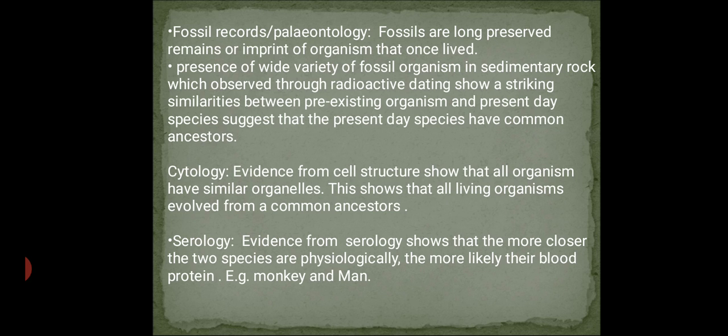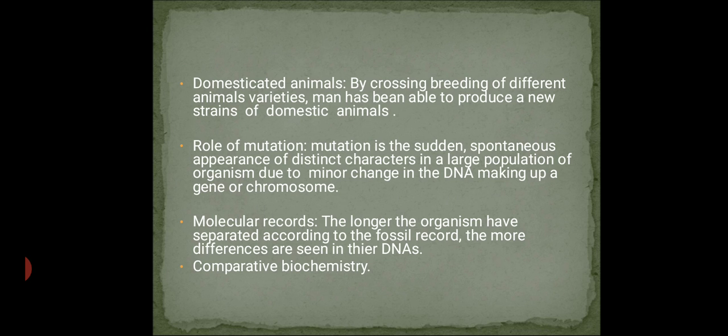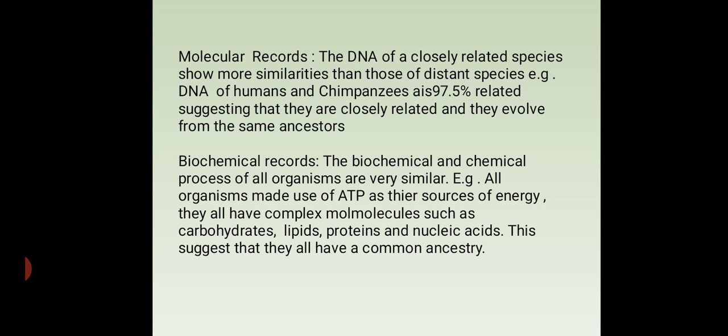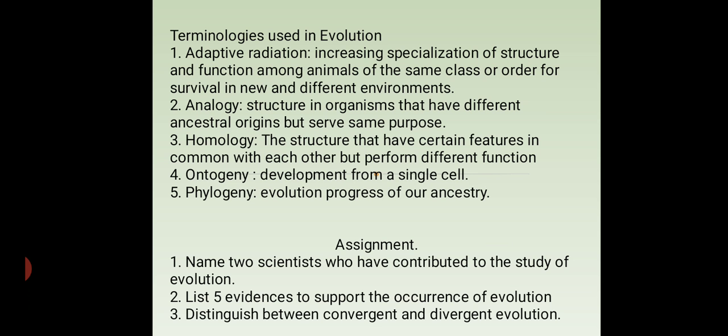Cytology has to do with the microscopic structures of plant and animal cells, and they all have common and similar organelles. The next one is serology, which shows that antigen present in monkey is also found in man because the 2 species are closer. The next ones are role of mutation, molecular records, domesticated animals, as well as biochemical record. These are the evidences of evolution.